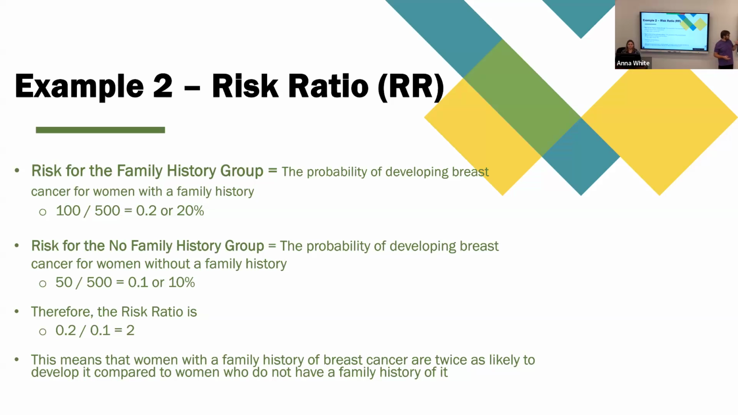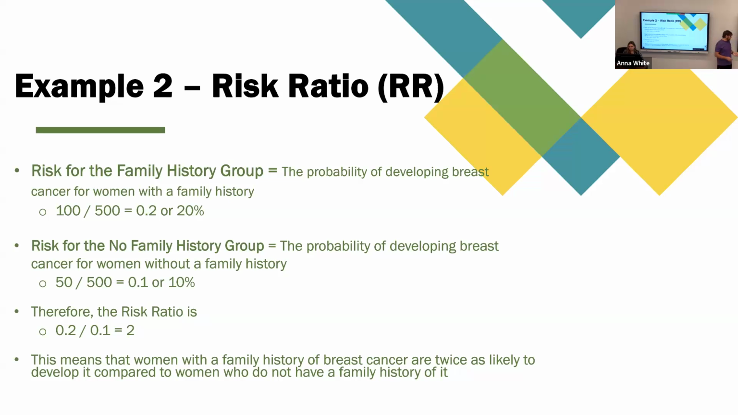So the probability of developing breast cancer for women with a family history of it, you take the 100 women who developed it, and then divide by the 500 total women who have the family history, and you get 0.2. Then for the probability of developing breast cancer in women without the family history, you take the 50 women who developed breast cancer but did not have the family history and divide it by the 500 total women who did not have a family history, and you get 0.1. Then you take the 0.2, divide by the 0.1, you get 2.